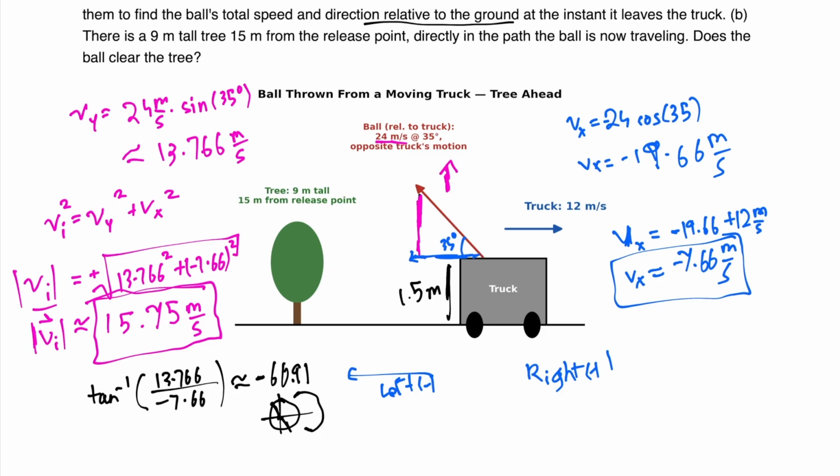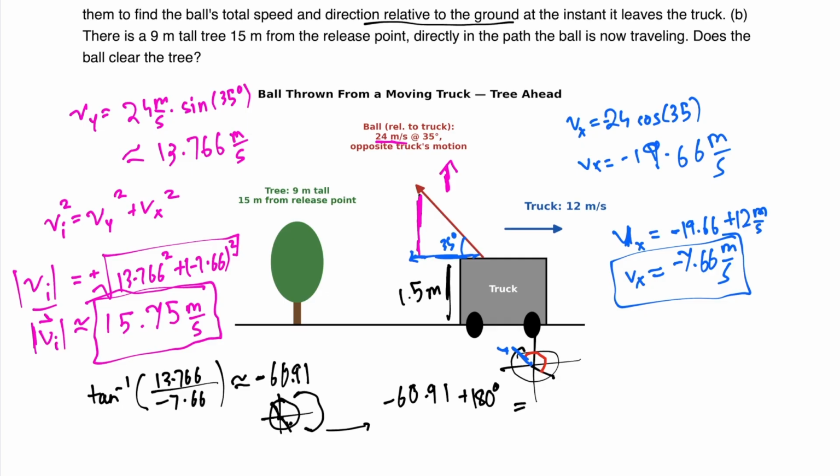And how are we going to do that? We're going to use the same angle we got, negative 60.91, and then we're going to add 180 to that angle. Because if I draw a zoomed-in picture here, adding 180 to the angle takes us to the exact opposite vector, which is over here, which is what we want, right?